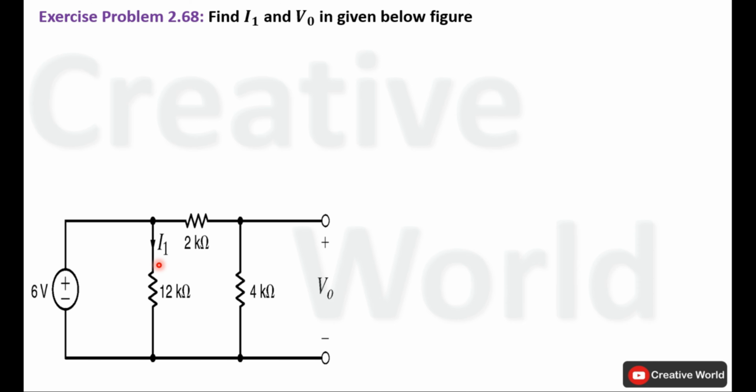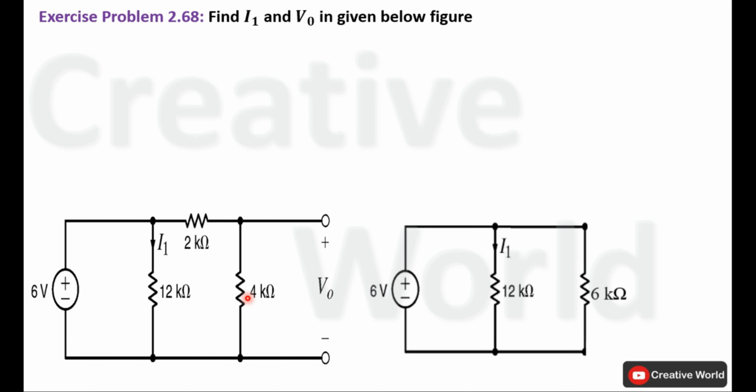First of all, we will try to find current I1 inside this branch and current I2 through this branch so that we can calculate voltage across this 4 kilo ohm resistance as well. For that purpose, we will simplify this network. These two resistances are connected in series, so we can find their equivalent resistance and replace these two resistances with it in order to simplify the circuit. Sum of these two resistances will be equal to 6 kilo ohm. So we can replace these two resistances with a single resistance having the value of 6 kilo ohm.